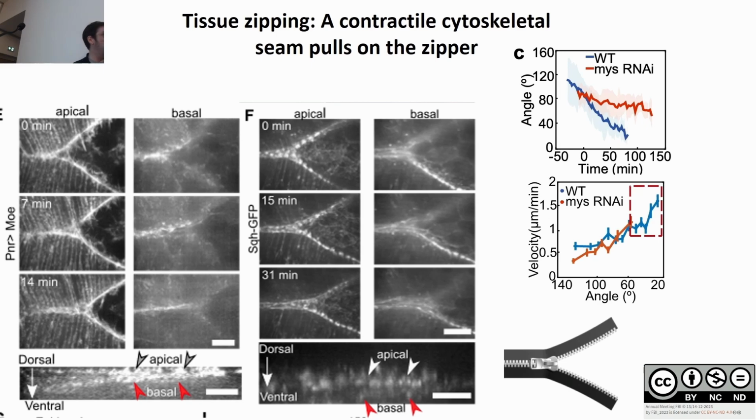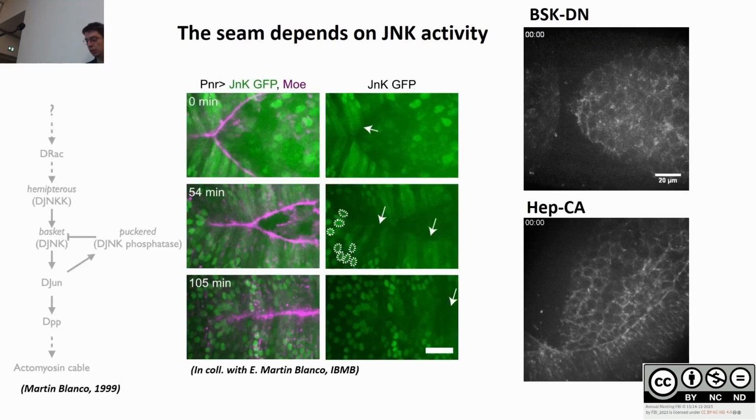How is this controlled? This is complex, but what we found is one key regulator that I talked about, the Jun kinase pathway, which is involved in dorsal closure. What you see here is a JNK sensor. If you see nuclei, JNK is inactive. If you don't see nuclei, JNK is active. And what we could see is that JNK is active in the region of the SIM, all along the cable, which was known, but also in this region. And it becomes inactive when the SIM disassembles.